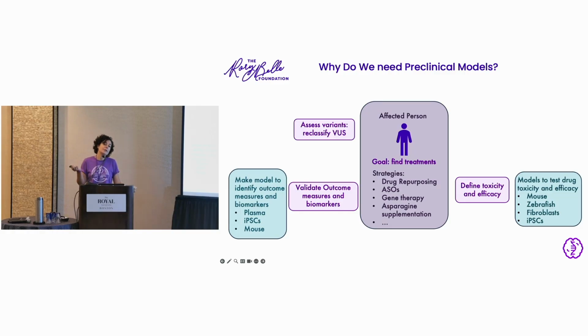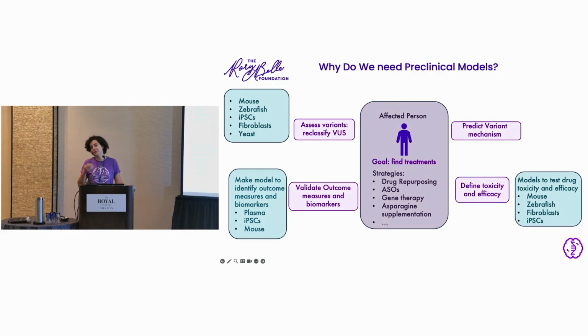Also, we can use preclinical models to assess variants. Some of you might have a VUS, or variant of uncertain significance, on your genetic report, meaning that we don't know whether the variant that your child is carrying is pathogenic or not. I mean, we kind of do, but there's no scientific evidence. And in order to have access to treatment and to a lot of things, you need an actual pathogenic variant for your NARS1 diagnosis. So that is also something you can do in animal models.